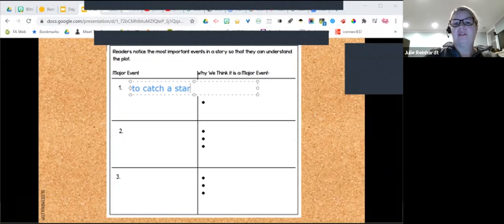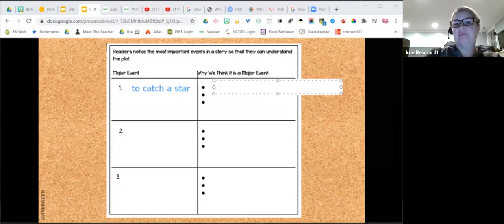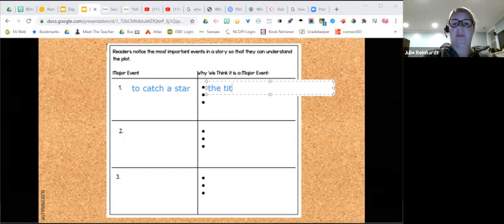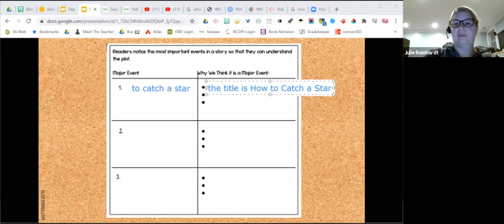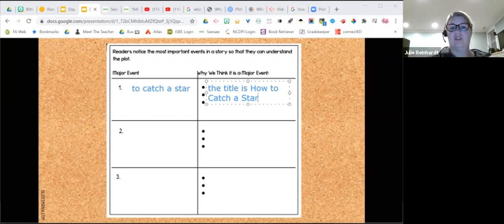So why do we think it's a major event? There's lots of reasons. I think it's a major event because the whole story is called How to Catch a Star. So it has the title. Oops, I misspelled. What could be another reason? I want you to write another reason that I think this is a major event. If the title of the book is How to Catch a Star, obviously a major event is deciding to catch a star. Please write down another reason you think this is a major event.